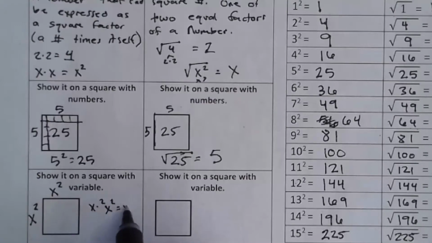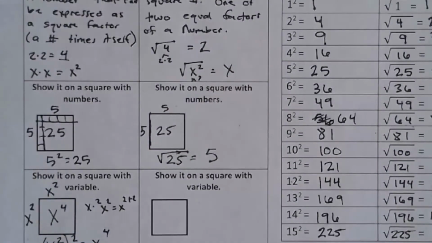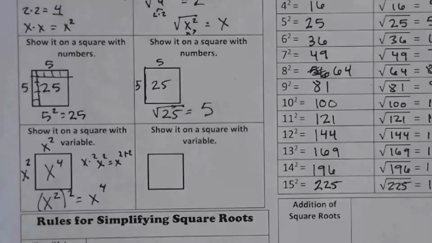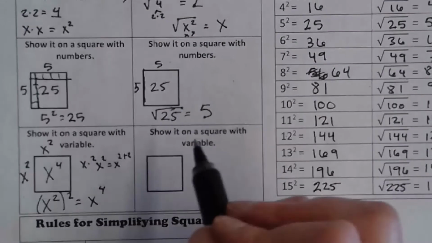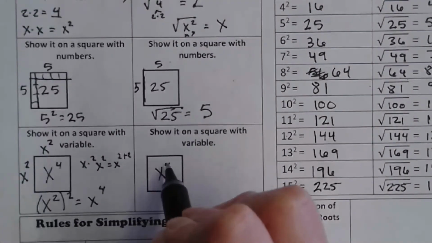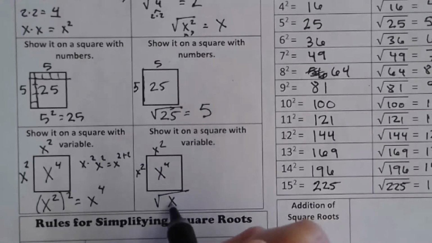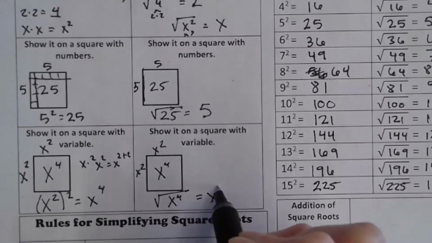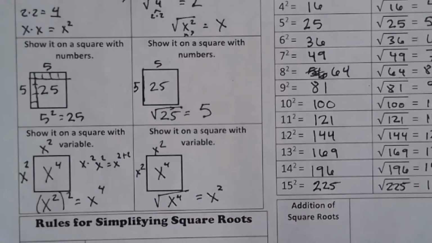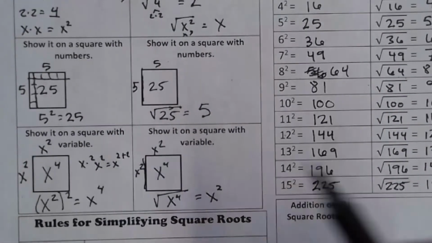Well, if you remember, you add the exponents. So this is x to the 4th. So x squared times x squared is x to the 4th. That is a squared number. Okay? X to the 4th is a squared number. So if I had x to the 4th, we know that was x squared, x squared. If I take the square root of x to the 4th, I get this x squared. There's my pair. There's the root.